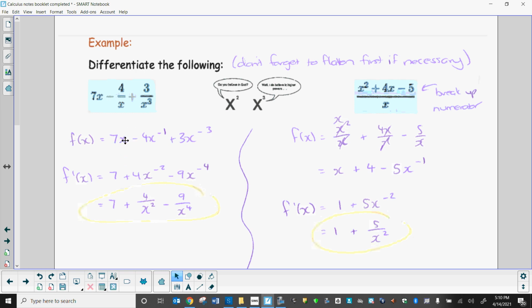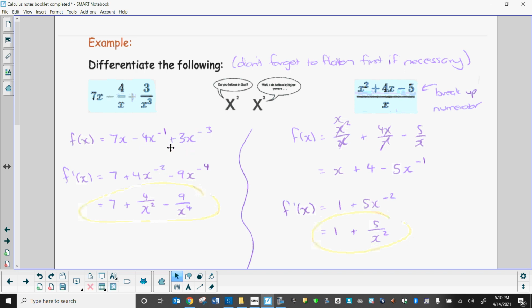So remember that's an x term, so think of it as 7x to the 1, 1 times 7 is 7, x to the 0 is 1, so 7 times 1 is just 7. So x terms just become the coefficient. Because this is f of x, the original function, here's f dash x, the gradient function. Negative 1 times negative 4 is positive 4. Don't forget to write the x. Subtract 1 from negative 1, you get negative 2.